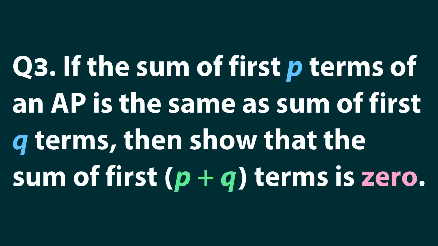Let's find out how we solve this AP question. If the sum of first p terms of an AP is the same as the sum of first q terms, then show that the sum of first p plus q terms is 0.